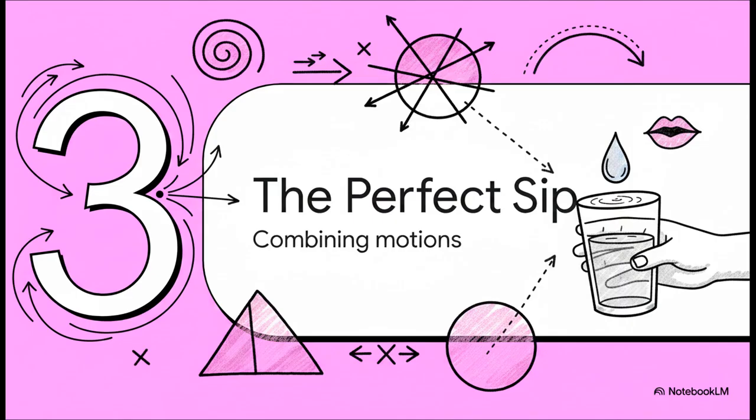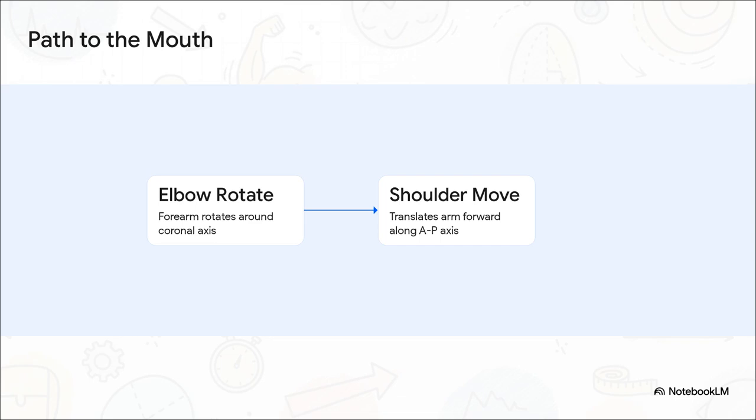Section 3. The perfect sip, combining motions. Now, what's really cool is how we apply these rules to hitting that perfect sip of water. Let's view your forearm, your hand, and the glass as one single rigid segment. To successfully get it to your mouth, you need 2 simultaneous degrees of freedom. First, your forearm rotates around a coronal axis right at the elbow joint. Second, your shoulder joint translates that entire forearm hand segment forward in space along the AP axis. By combining just these 2 degrees of freedom, elbow rotation and shoulder translation, that glass follows a beautiful, perfect, curvilinear path right to your lips.